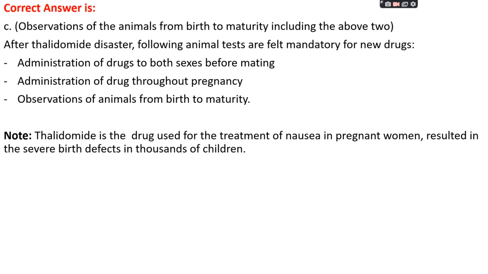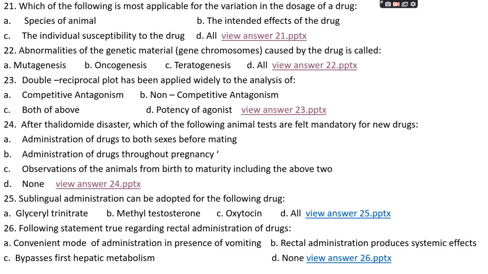Okay, after thalidomide disasters, the following animal tests are felt mandatory for new drugs: administration of a drug to both sexes before mating, administration of a drug throughout pregnancy, and observation of an animal from birth to maturity. Thalidomide is a drug which was actually used for the treatment of nausea in pregnant women, which resulted in severe birth defects in thousands of children. After that, animal tests are done on new drugs before they are given to human beings.